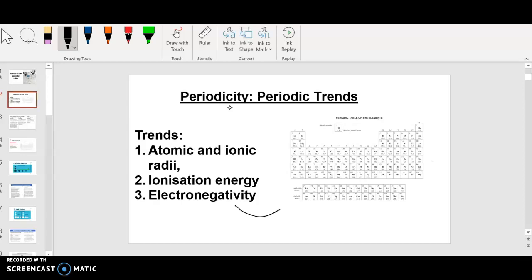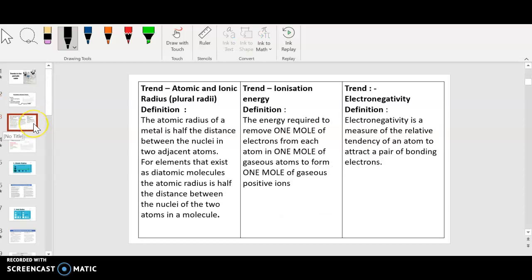For all three, you will need to use the periodic table, which is part of your resource booklet. So you pull out the periodic table and keep that in front of you, and then you can start answering the question. Before we start, if you have not got a definition for the three trends, it would be a good time to pause the video and copy the definitions down.